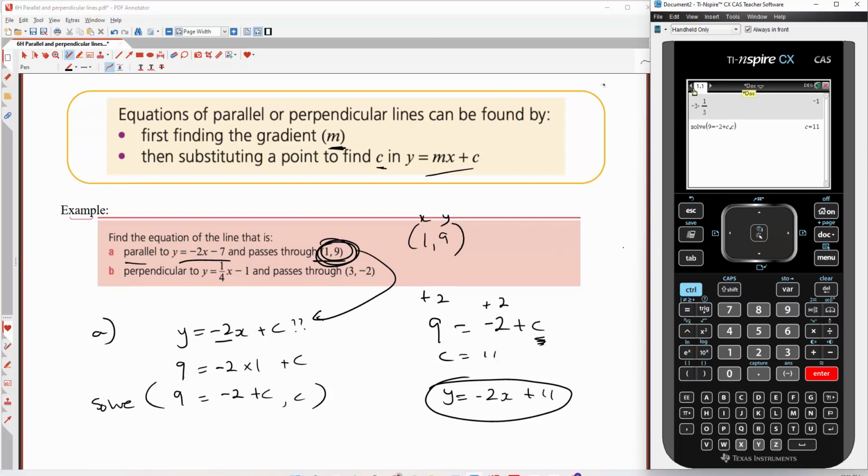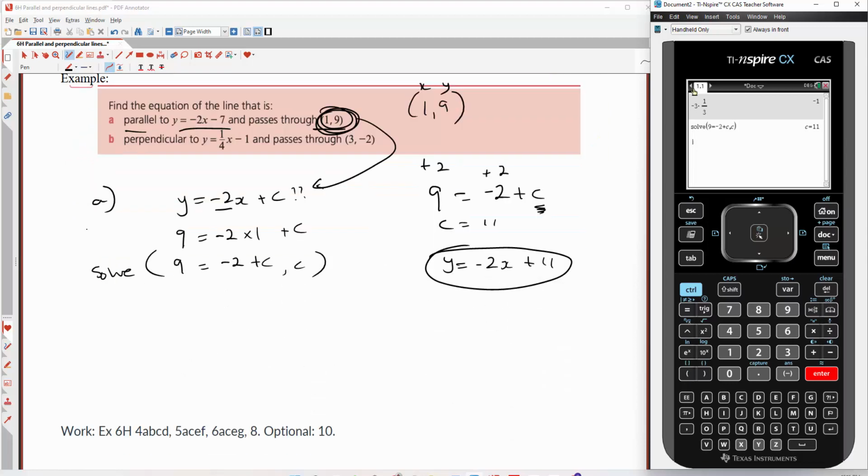Alright, so part B, what we want to do is find the line that runs perpendicular to this line here and passes through this point here. Okay, so what do I know about lines that run perpendicular to each other? I know that if I multiply the gradients together, it equals -1, but I also know that the gradient of this first line here is 1/4. To get the gradient of the second line, all I do is flip this, which will become 4/1, or 4, and negate it. So it's going to be -4.